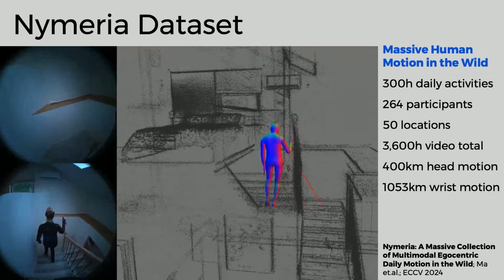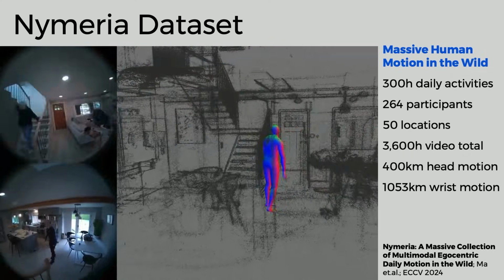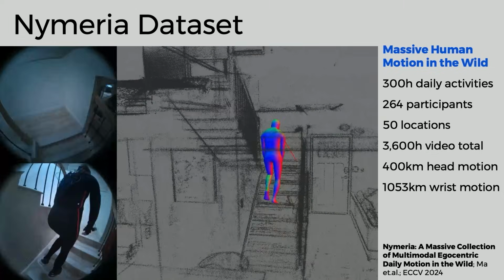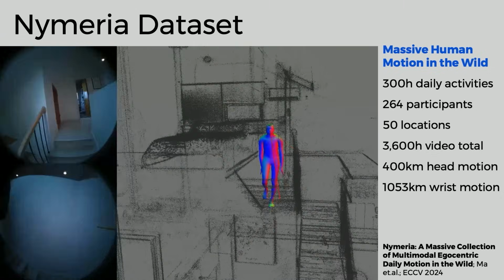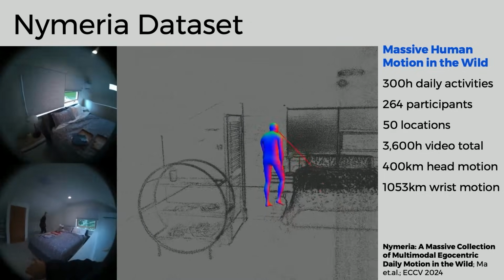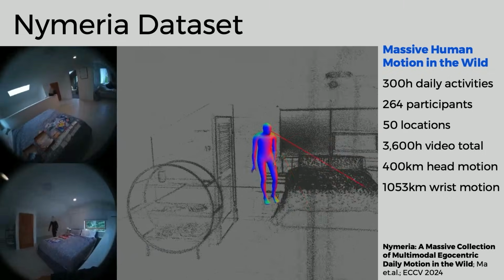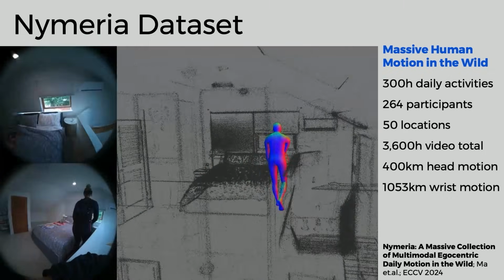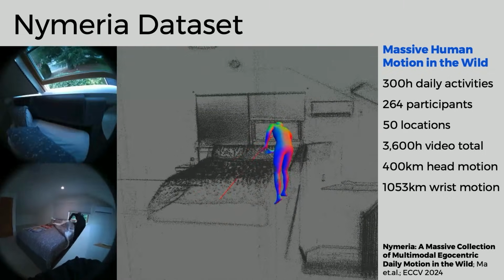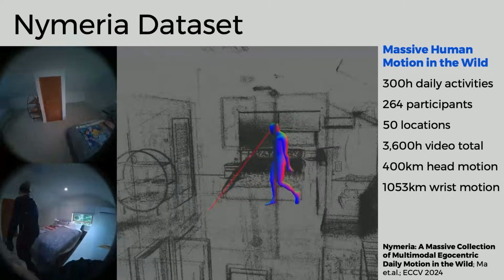Both of these are trained on the LaMAria dataset. It's a dataset we published earlier last year. It's a huge dataset containing about 300 hours of daily activities in about 50 different locations, mostly Airbnb apartments or houses. It's a lot of video, a lot of head motion, and used to train all of these models.